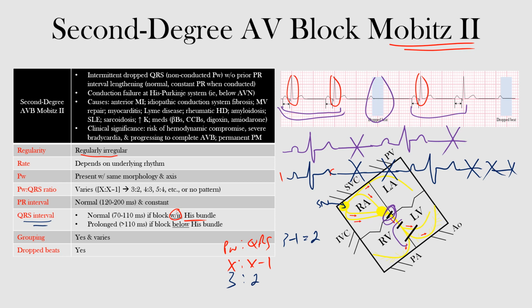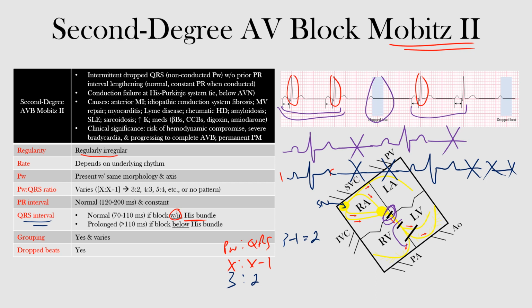All right, let's briefly review what we discussed before we end. The main features here of second-degree AV block Mobitz type 2 is that we have these intermittent dropped QRS complexes because we have non-conducted P waves without prior PR interval lengthening. We have constant normal PR intervals. We're just having these beats that drop suddenly.